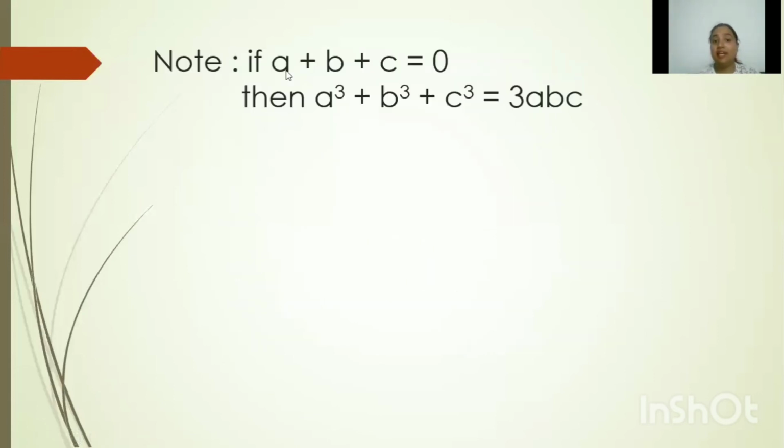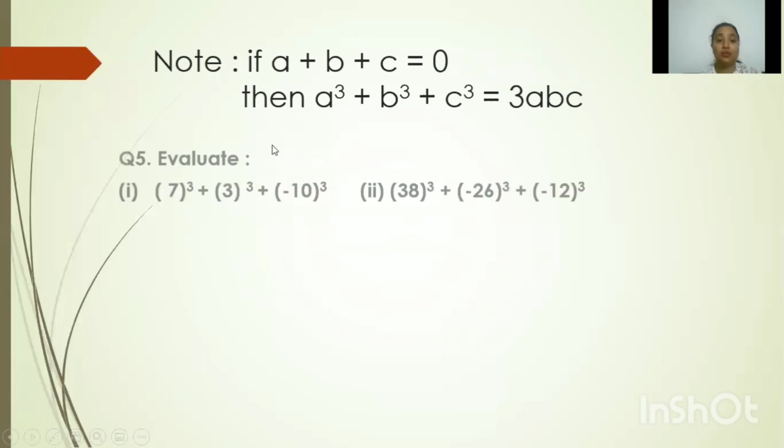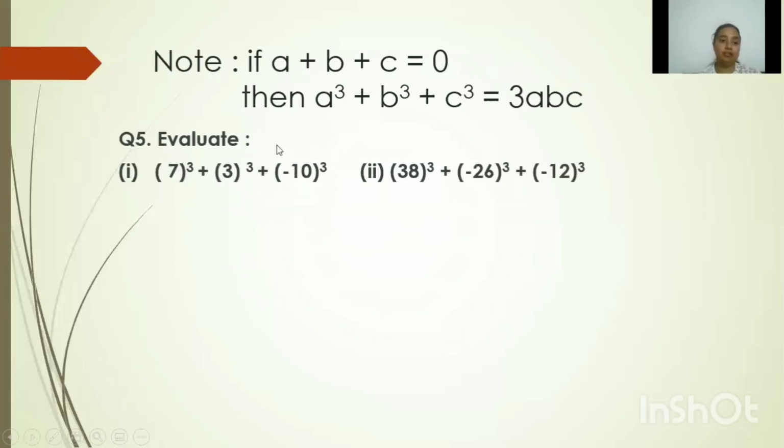See, if a plus b plus c in any condition gives you 0, then the value of a cube plus b cube plus c cube equals 3abc. This is the result actually. So with the help of this, you can evaluate these kinds of expressions. See, first term is 7, second term is 3, and third term is minus 10. If you keep it here, it is going to give you 0, right?